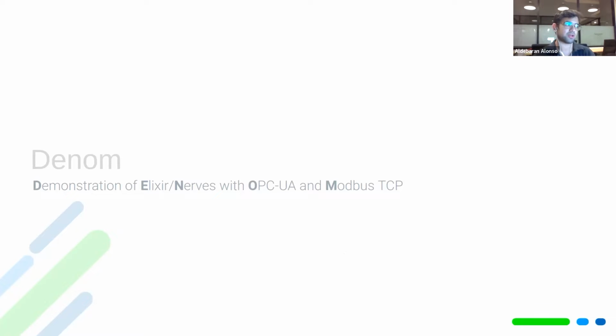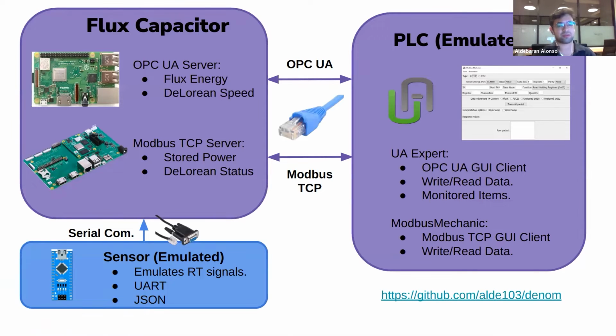So this demo, I call it Denom, which is the demonstration of Elixir Nerves with OPC UA and Modbus TCP. First, I'm going to describe how my setup is in the hardware. I have a Raspberry Pi 3, which will be running a server. And this OPC UA server will handle two variables, which are the flux energy and the DeLorean speed.